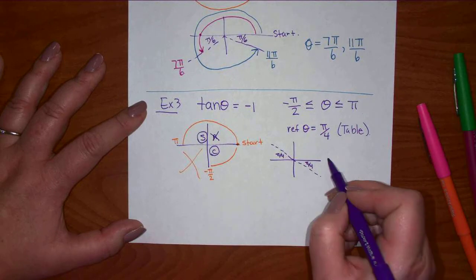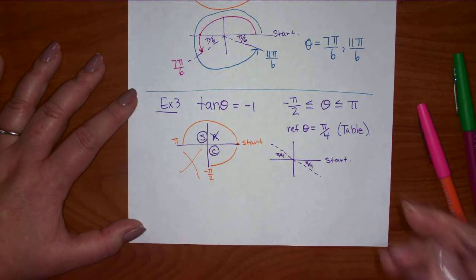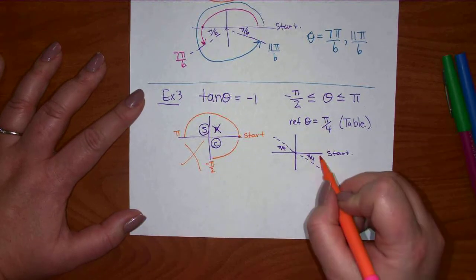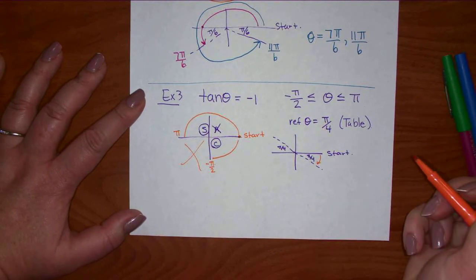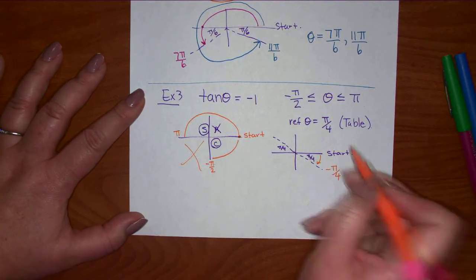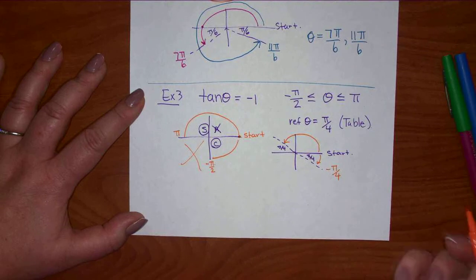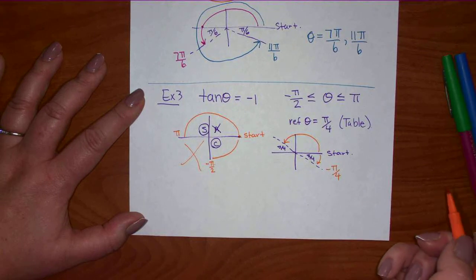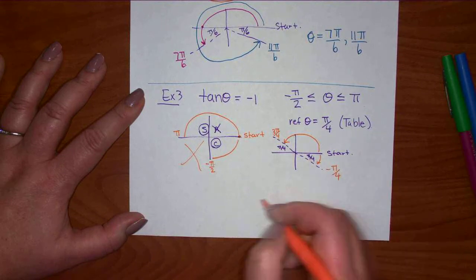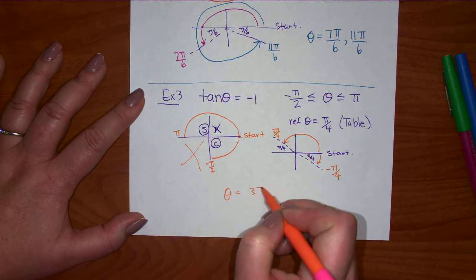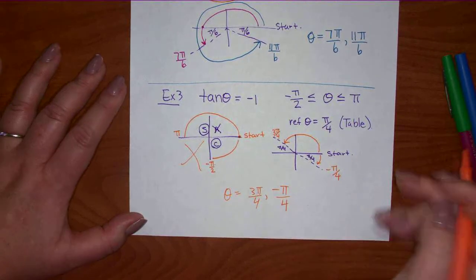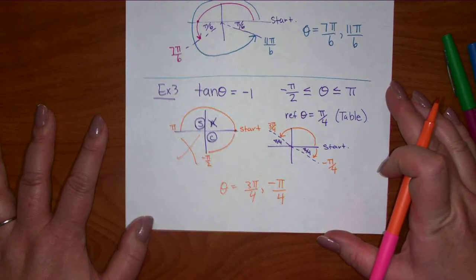Here's our start. So we want to go backwards to get this one. What would that be? Negative pi over 4. And then go forward to this one. 4 pieces with 1 removed, so 3 pi over 4. So theta equals 3 pi over 4 or negative pi over 4. Would it always be like that instead? Yeah.